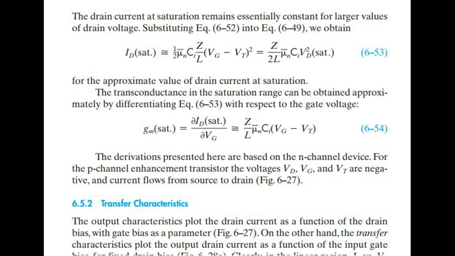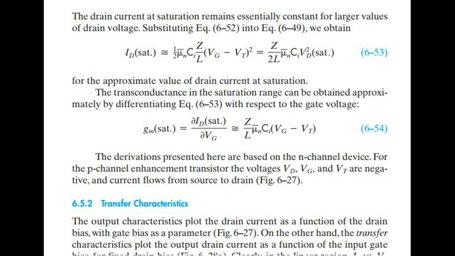The transconductance in the saturation range can be obtained approximately by differentiating EQ 6.53 with respect to the gate voltage. The derivations presented here are based on the N-channel device. For the P-channel enhancement transistor, the voltages Vd, Vg, and Vt are negative, and current flows from source to drain.